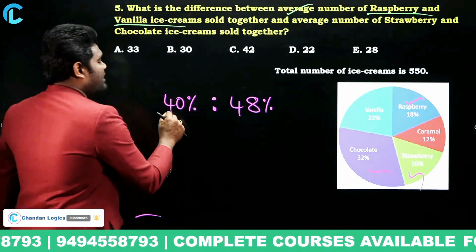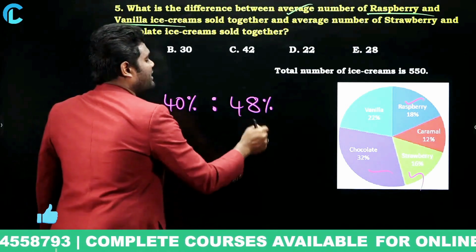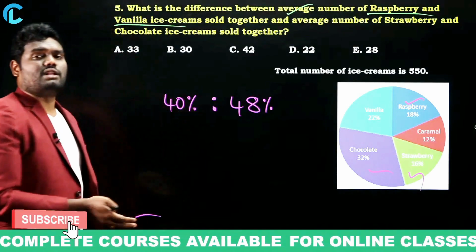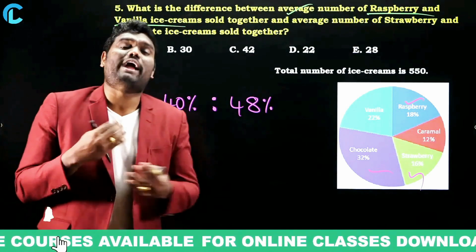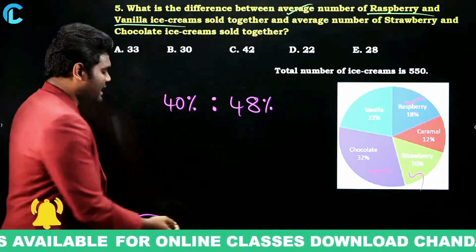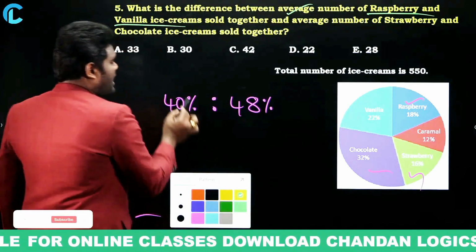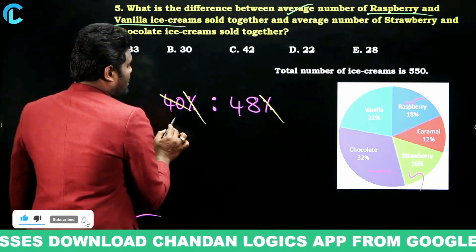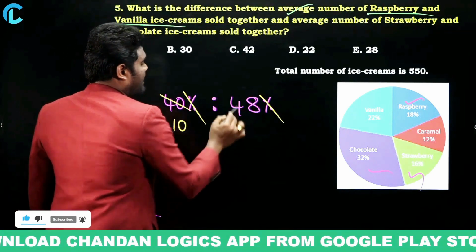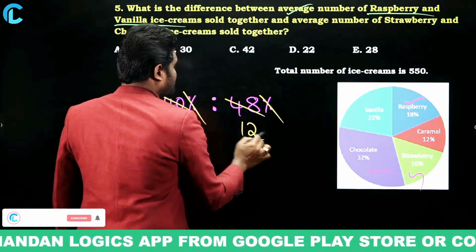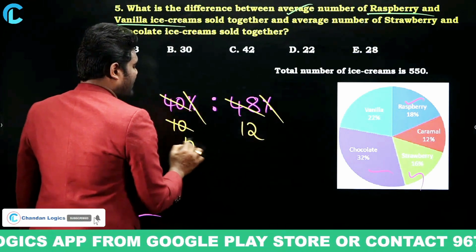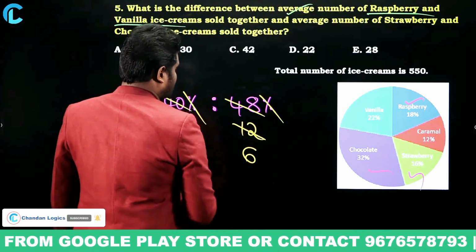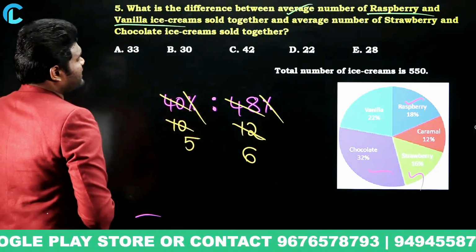Now look here, the question is saying average. When you calculate the average, here you will divide by 2 and here you will divide by 2. Anyway, it is going to get cancelled, so why write and waste your time? The percentage gets cancelled. So 2 cancels here, 4 cancels here 10 times. 4 cancels here 12 times. Again 2 cancels here 5 times and 6 times. So the answer will be 5:6.